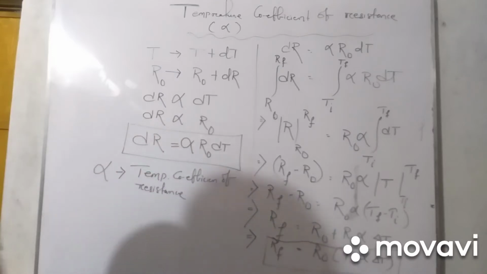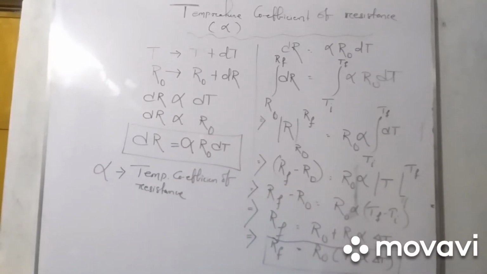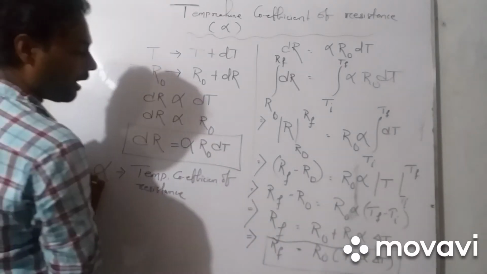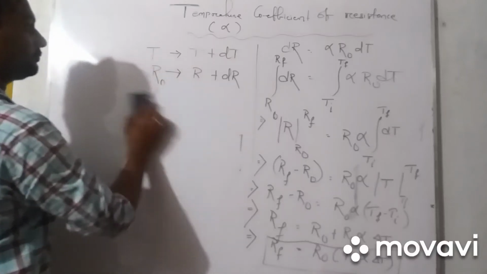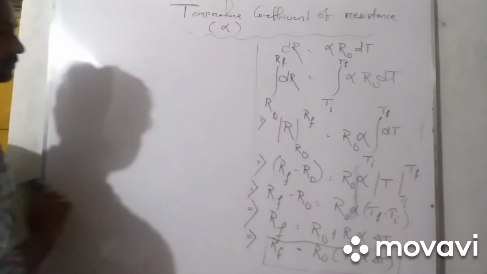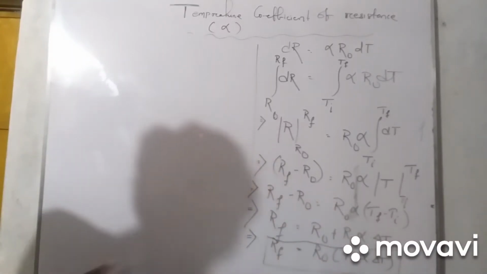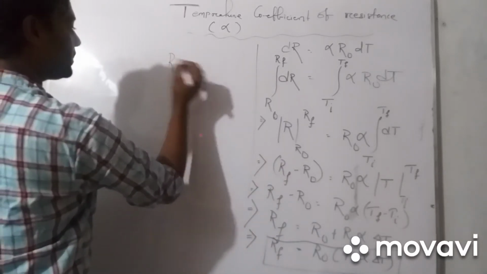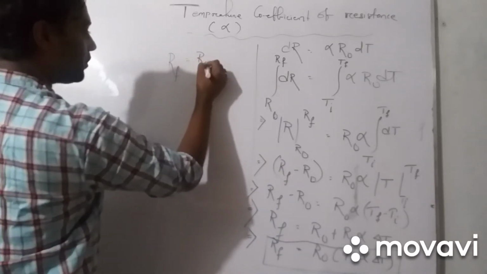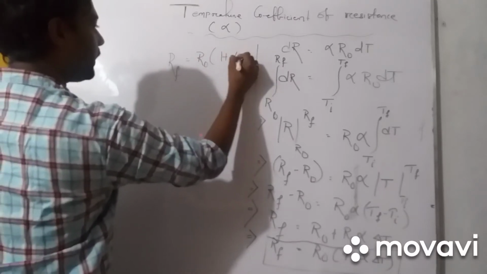Now, please note it very quickly. I will erase that one. So in that case, Rf is equal to R0 into (1 plus alpha delta T), which is 0.